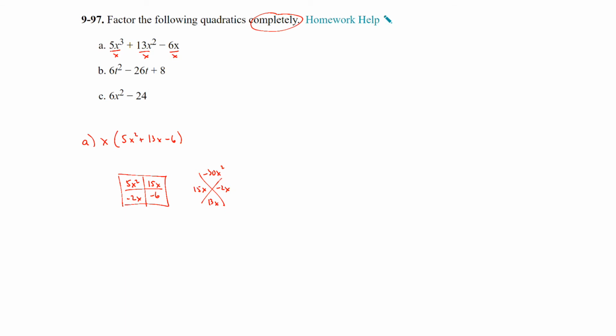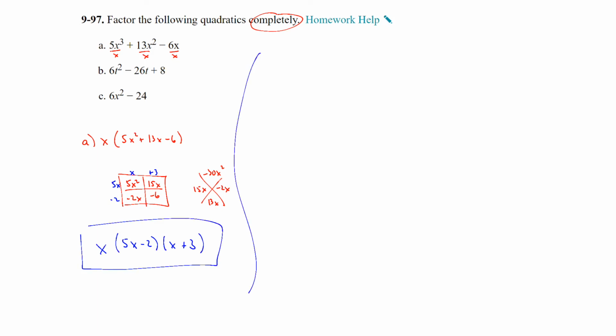Positive 13x, and then it looks like we'll have 5x times x. This would have to be plus 3 then. And then this would have to be x times negative 2. So that looks like it works. So to factor it completely, we're going to have, don't forget about the x, and then times 5x minus 2 and x plus 3. So that's factored completely.